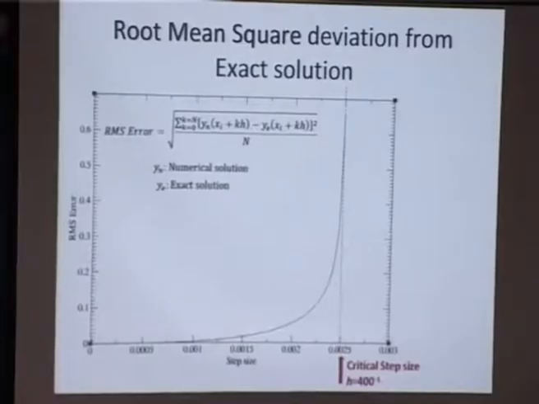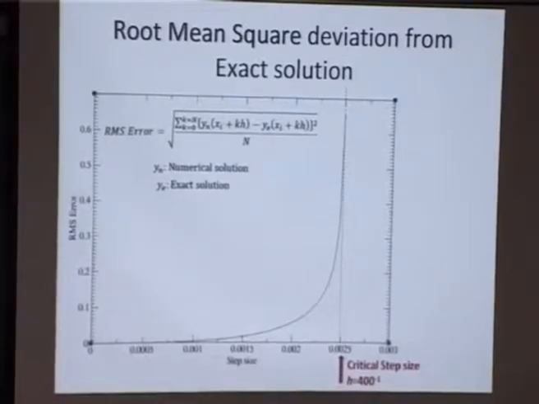xi is 0 in our case. It is the initial point of our x interval. Probably that should be ti because I've defined ti as the independent variable earlier. I'm sorry about that. And k is the index of summation and h is the step size, which is 1 over n in this case because it is xf minus xi divided by n. So basically that is my RMS error, and I plot that as a function of step size.